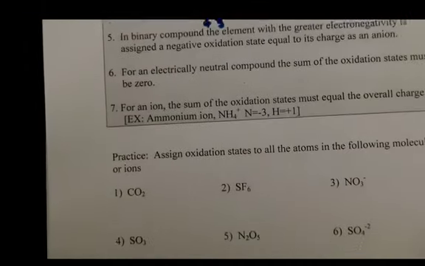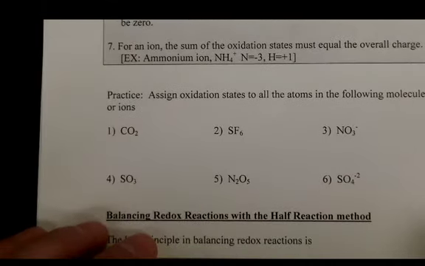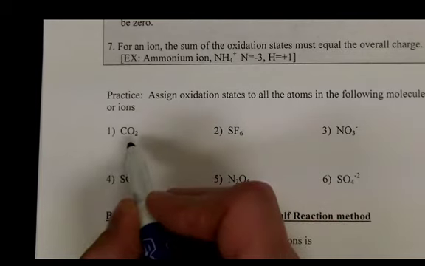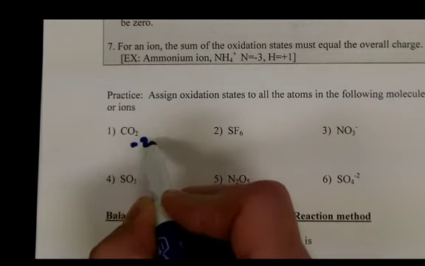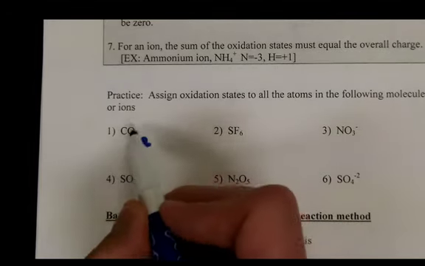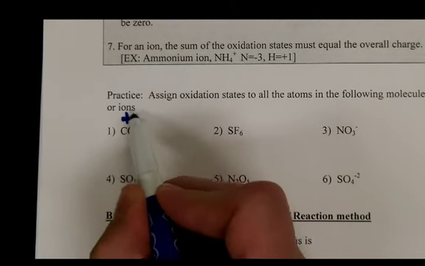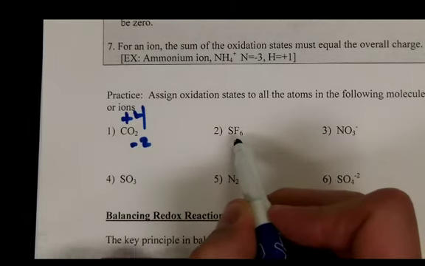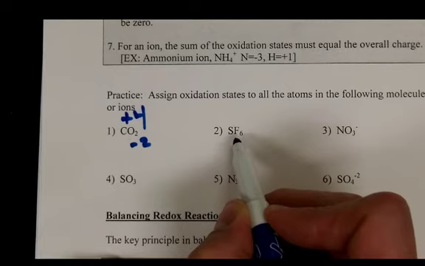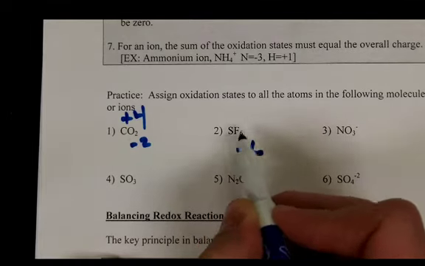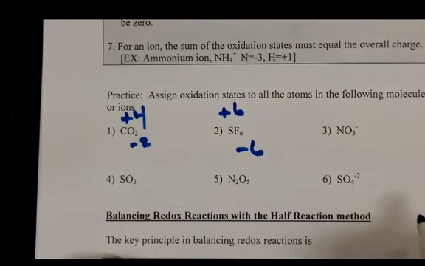So, just to do a couple practice problems. Carbon dioxide, oxygen is -2. There's 2 of them. That's a total of -4. Therefore, carbon must be +4. SF6, fluorine is -1. There's 6 of them. That's a total of -6. Therefore, sulfur must be +6.